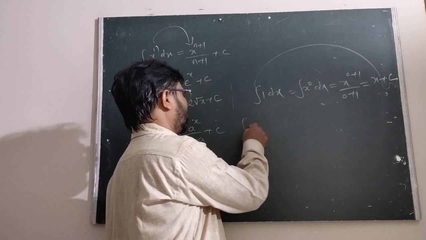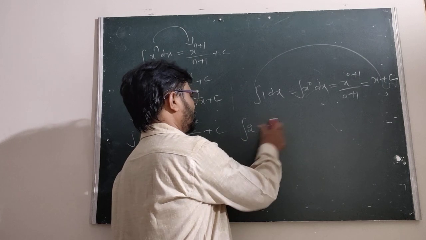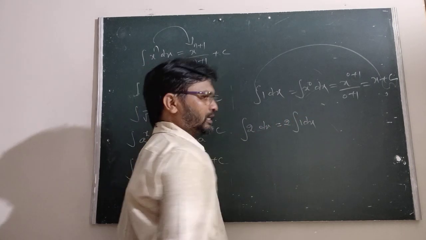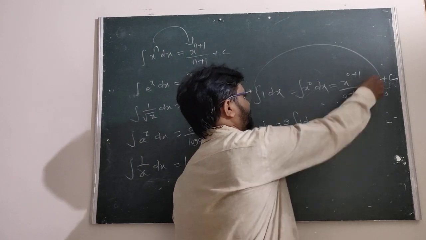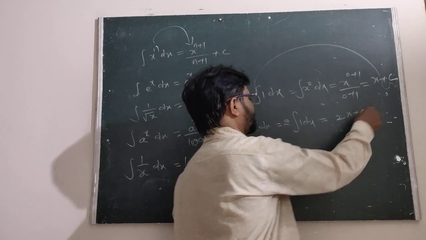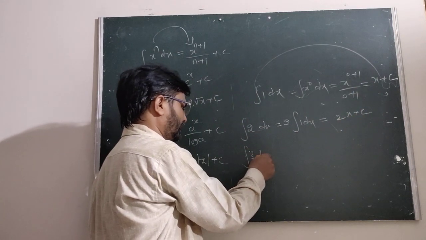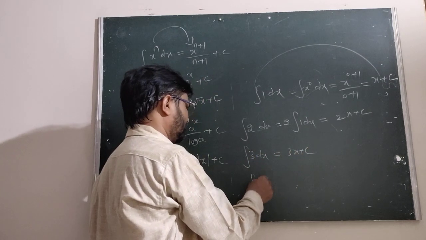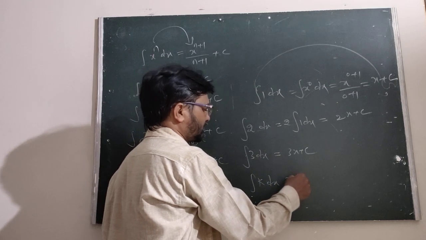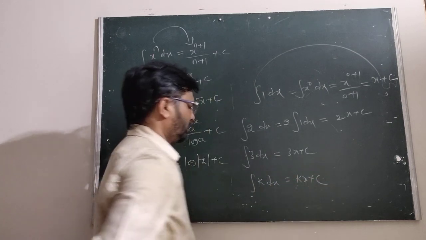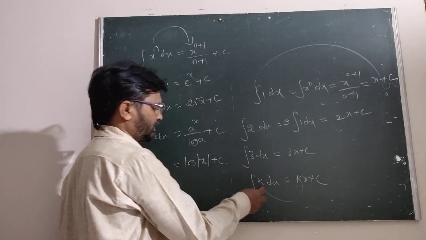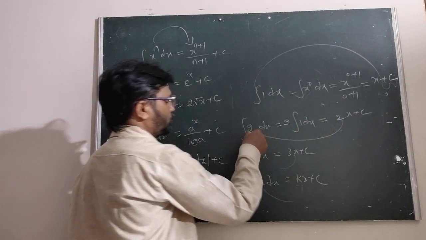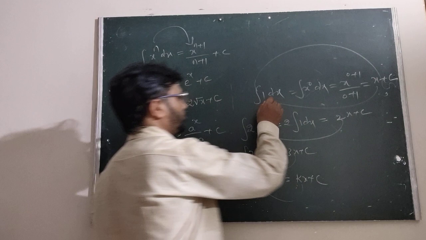Now we can write 2 dx, 2 into dx. Is it clear? 2 into 1 dx. Therefore the integral of 1 is x, that is 2x plus c. Now integral of 3 dx is 3x plus c. Similarly like this, integral of k dx is kx plus c. What we observe here, the derivative of kx is k, the derivative of 3x is 3, derivative of 2x is 2, like this derivative of x is 1.